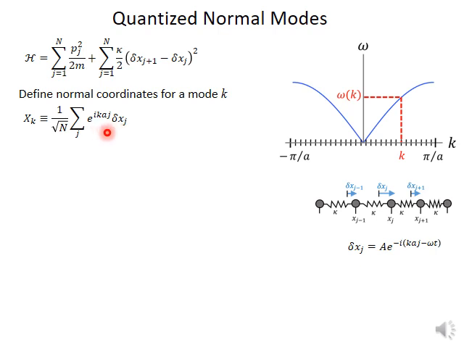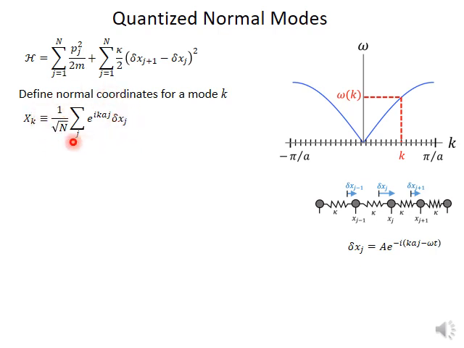And you can add all such contributions from all the atoms for this particular mode K. And to normalize, you divide it by a factor of square root of n, where n is the total number of atoms, because you have added extra stuff over here.